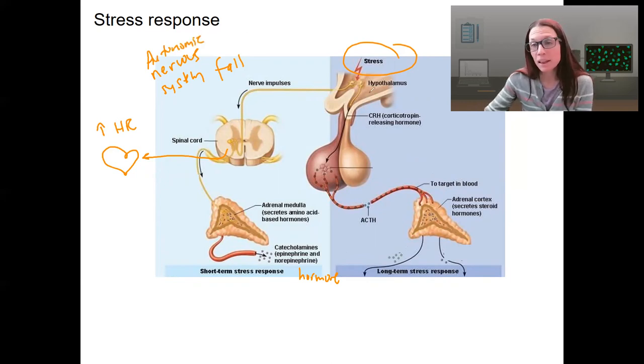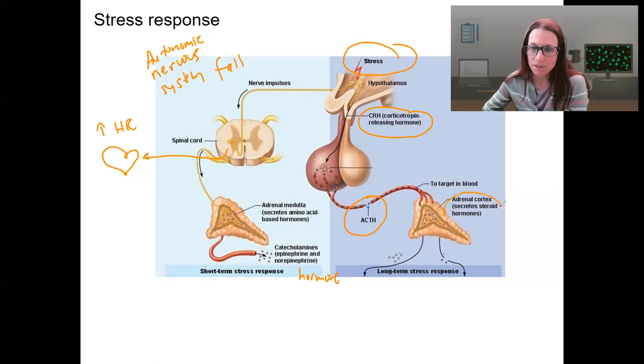Well, the hypothalamus is an integrator, right? It also has a response that's a longer term stress response. So this system here, this is a hormone released from the pituitary, anterior pituitary. And these are hormones, steroid hormones. Cortisol is one of these that are also involved in the stress response. And this is a slower stress response.